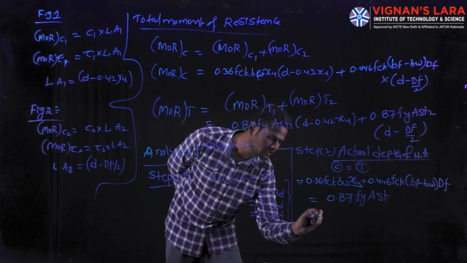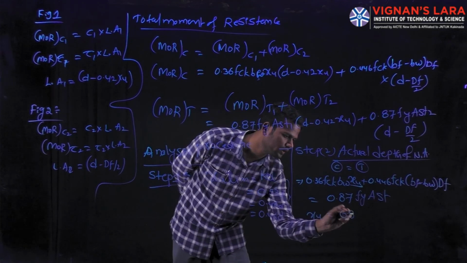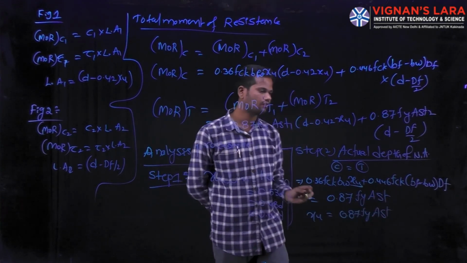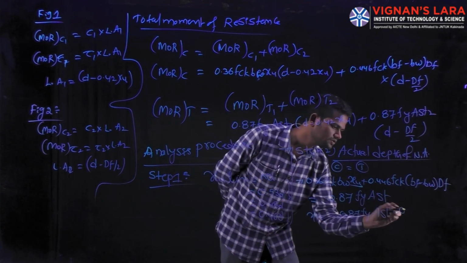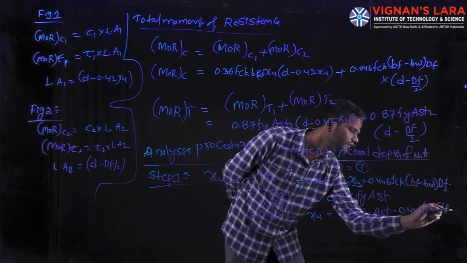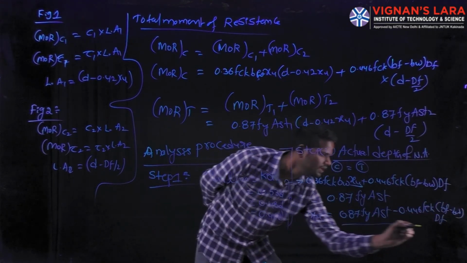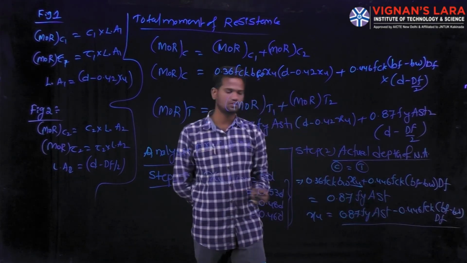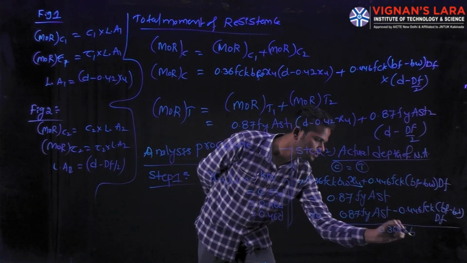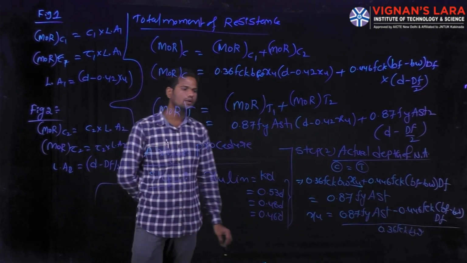The actual depth of the neutral axis, Xu, equals 0.87 Fy Ast minus 0.446 fck into (bf minus bw) into Df, divided by 0.36 fck bw.